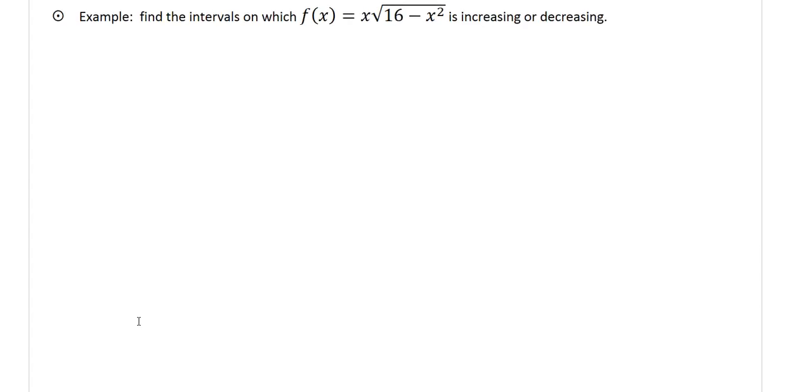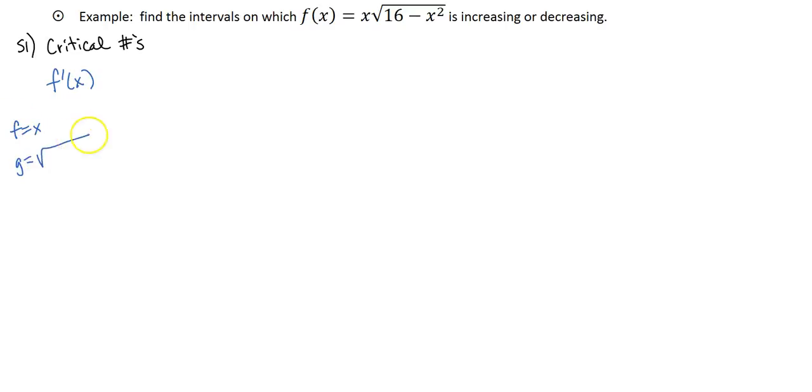I want to find the intervals on which f of x equals x times the square root of 16 minus x squared is increasing or decreasing. So for step 1, we're going to find our critical numbers. So I'm going to find f prime of x. And to do this, I need to use the product rule. So f will be equal to x, and g will be the square root of 16 minus x squared. And it turns out I'm actually going to have to use the chain rule in this as well.